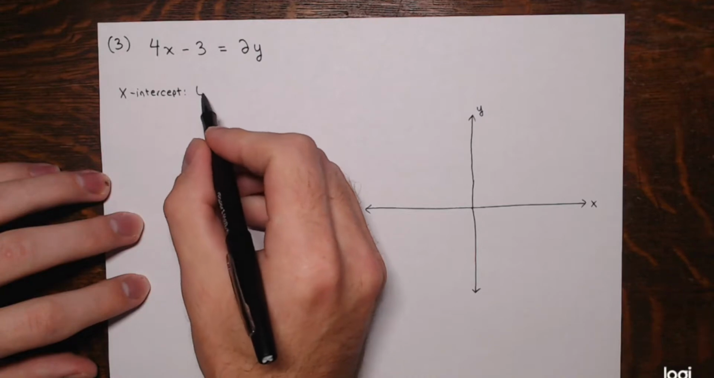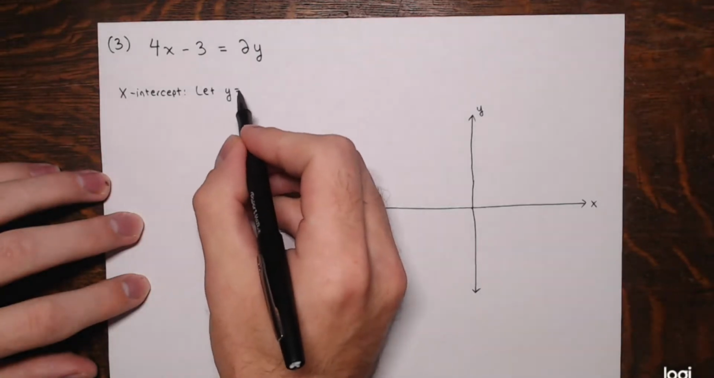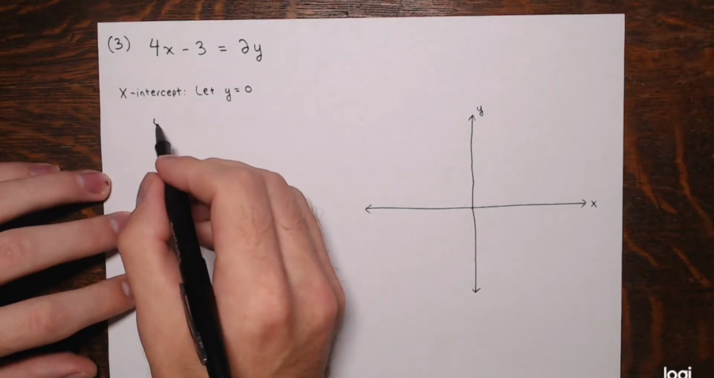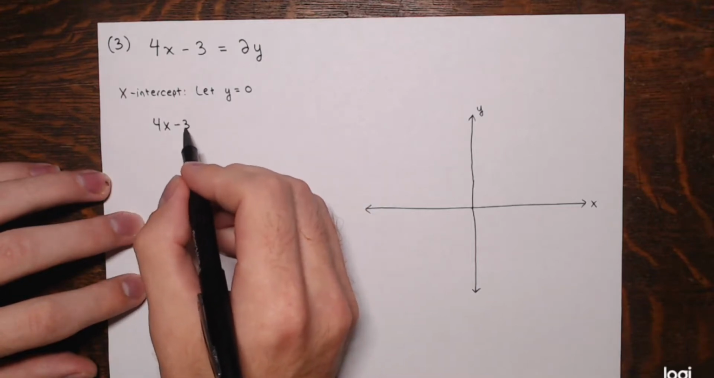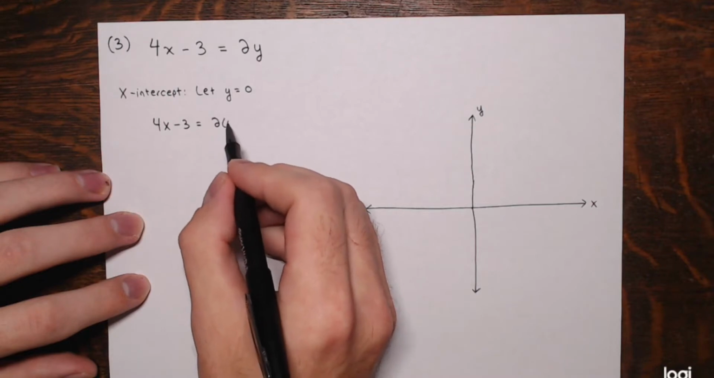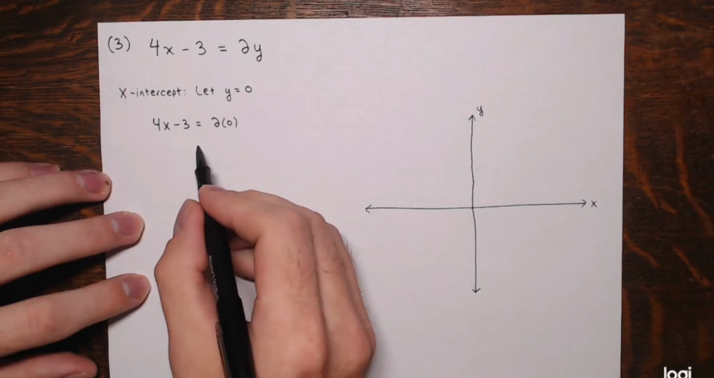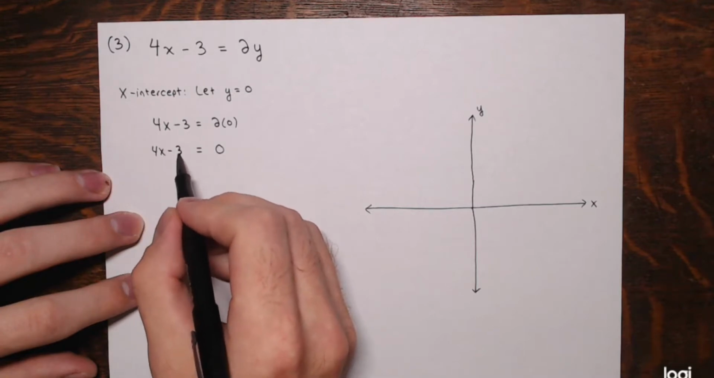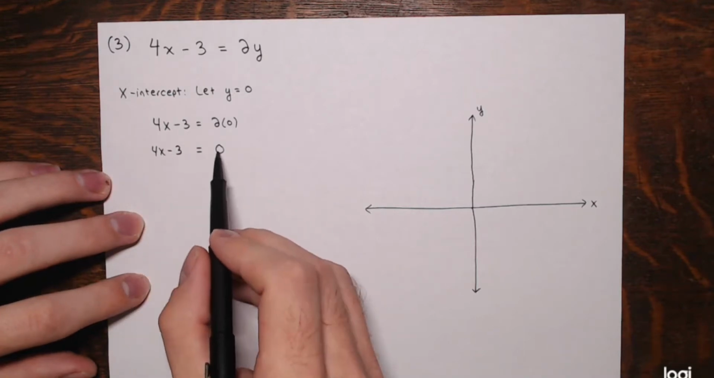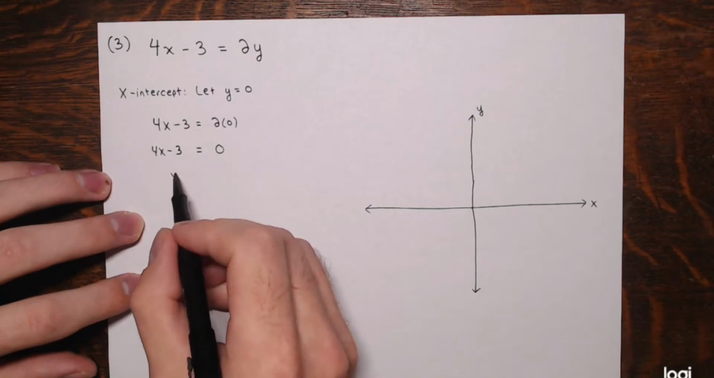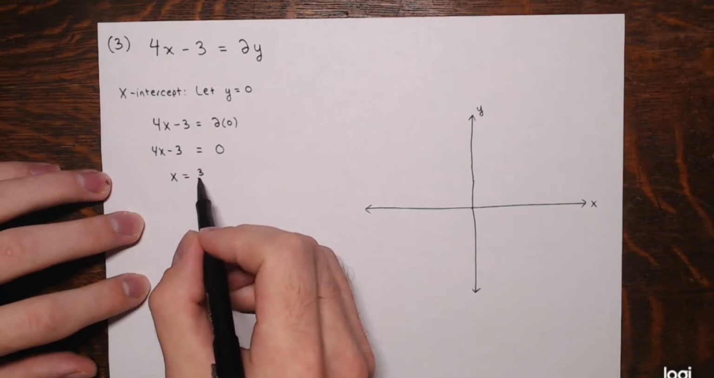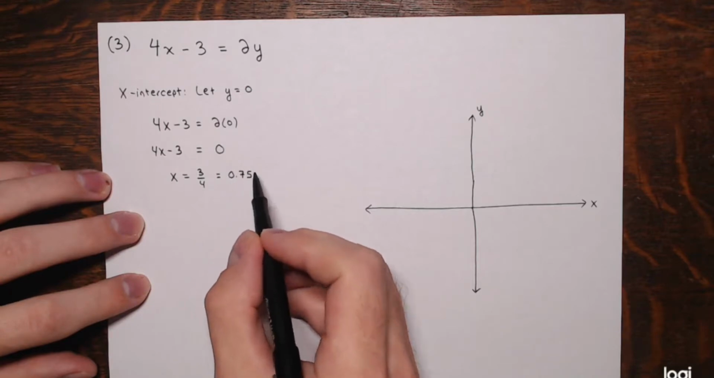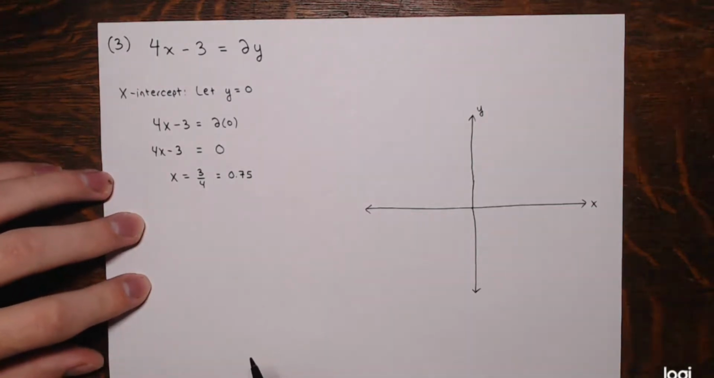So I'm going to let y equal 0. Replace y with 0. There's y there. So we have 4x minus 3 equals 2 times 0. That's just 0. So 0 on the right. 4x minus 3 on the left. And then you would add 3 and divide by 4. X equals positive 3/4, right? Or as a decimal, I guess I'll start writing some decimals here. That's 0.75 as a decimal.